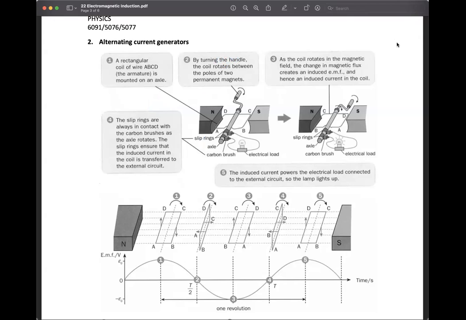Okay, Yu Ting asked me a question. What is a magnetic flux? Hao Rui asked me another question. Okay, can Yu Ting and Hao Rui share your question with everybody?